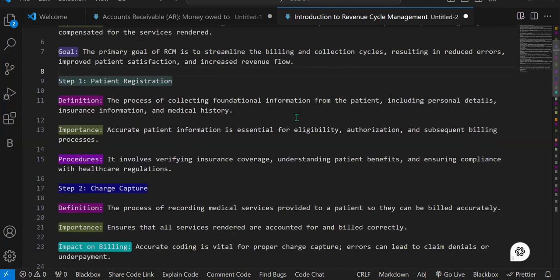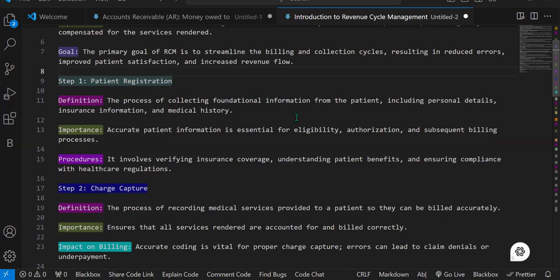And importance. Accurate patient information is essential for eligibility, authorization, and the subsequent billing process. So accurate information is necessary. That's why they will take all this information: patient information, personal details, insurance information, and medical history.